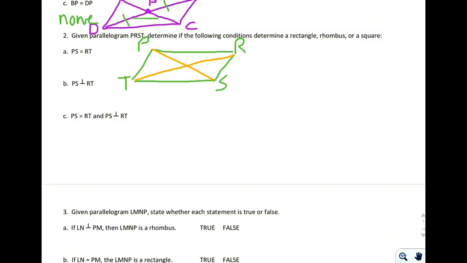So when we have equal diagonals, that always tells us that we in fact have a rectangle. So that was what we proved earlier, that we do in fact have a rectangle. So we can write rectangle here.